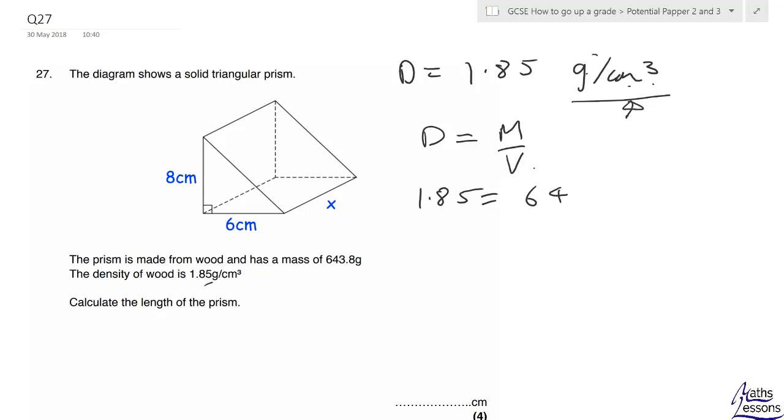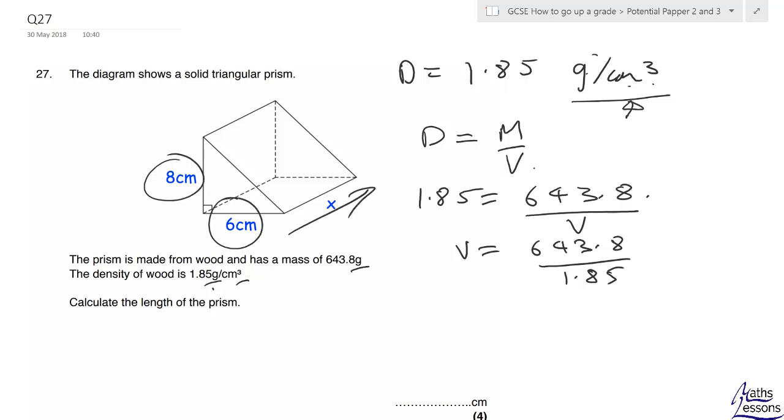Now we've got to be careful. That's grams. So good. It's all in the same units. That's in grams. That's in grams. So we're okay just to carry on. 643.8 over the volume. So therefore the volume is equal to 643.8 divided by 1.85.